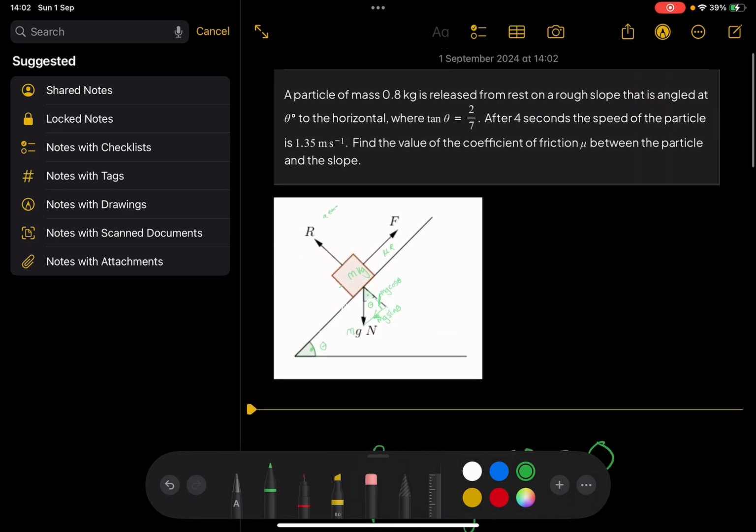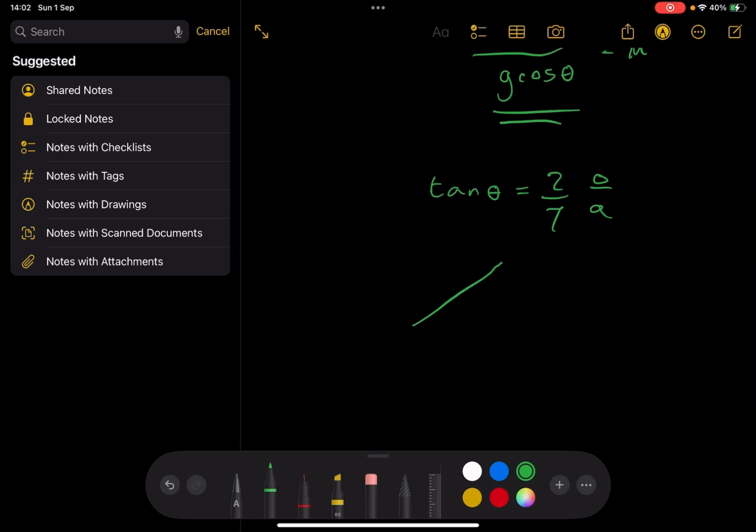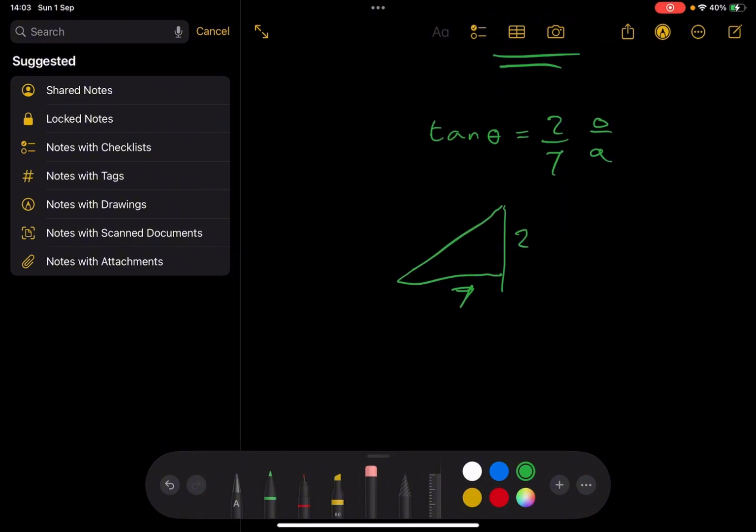Now what we can do is, we know the value of tan theta, which is 2/7. And this means opposite over adjacent. So therefore it would be 2 here and 7 here. 2 squared plus 7 squared, and now we can use Pythagoras to work it out. So the square root of 2 squared plus 7 squared gives us root 53.